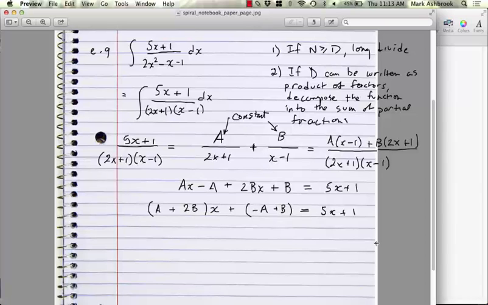So, again, we're looking for the sum of two fractions that equals our original fraction. That means a constant over 2x plus 1 plus a constant over x minus 1. So we're going to add the fractions together, just keeping those constants as unknowns. And then that numerator has to be 5x plus 1. So what do we know about a and b? A plus 2b has to be 5. And negative a plus b has to be positive 1. Do you see it?